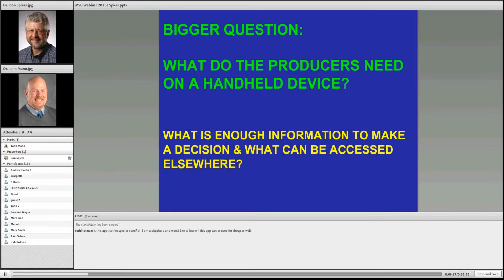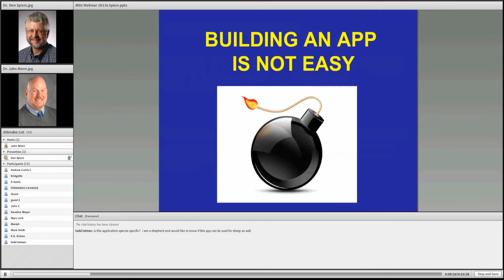today. The bigger question is, what do the producers need to know on a handheld device? What is enough information and what is too much information that allows them, while they're standing out there in the field, to make some sort of decisions on what is happening in front of them? So that comes around to the idea of building an app.